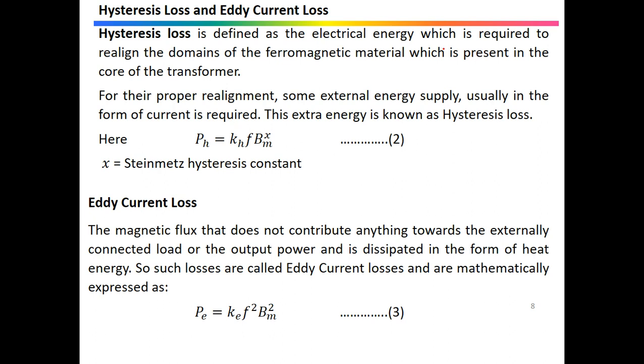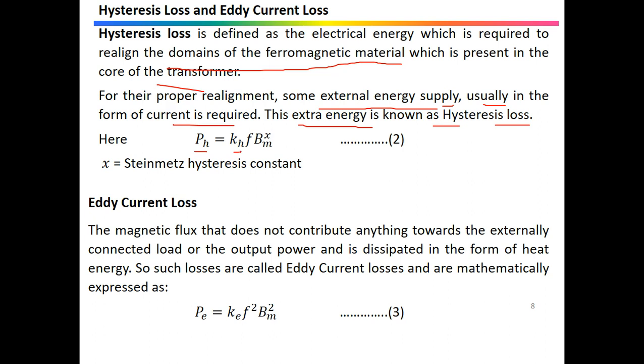As per the definition, hysteresis loss is the electrical energy required to realign the domains of the ferromagnetic material present in the core of the transformer. These domains lose their alignment when an alternating current is supplied to the primary winding, and then an EMF is induced in the ferromagnetic material of the core, which disturbs the alignment of the domains, and afterward they do not realign properly. So for their proper realignment, some external energy is required, usually supplied in the form of current.